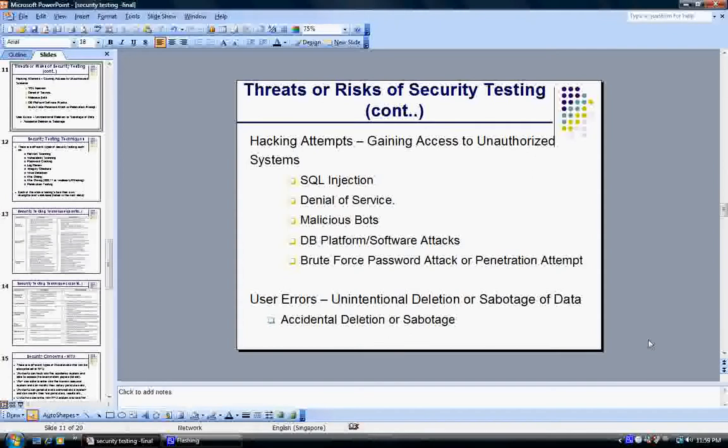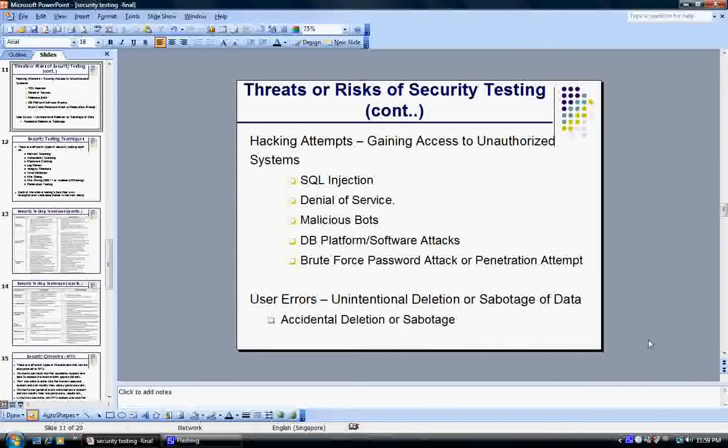Hacking attempts are about gaining access to unauthorized systems. This could be denial of service, malicious bots, or brute force attacks. Some people try to get passwords by using certain forces, such as sending programs over the network, through emails or through messages, trying to penetrate into the system or the network.